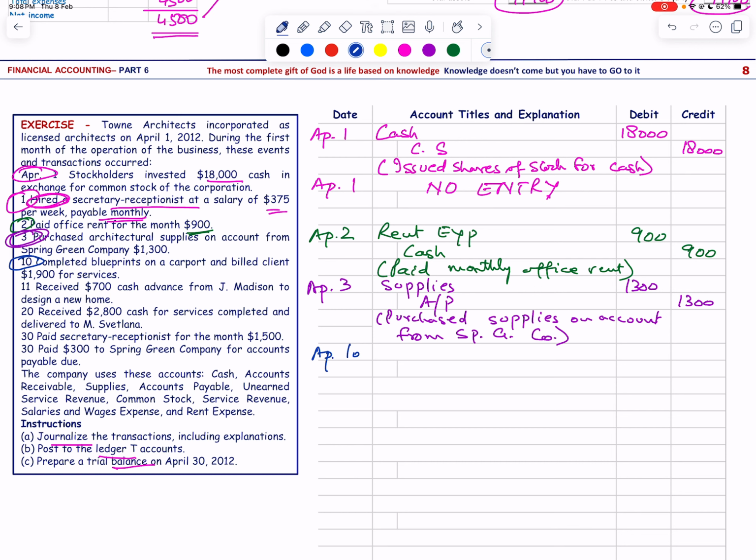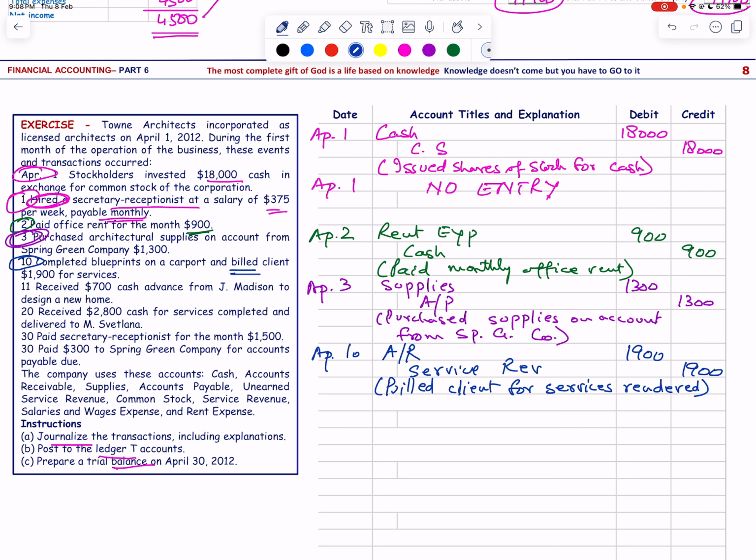Okay, we move on to number 10, that is April 10. Completed blueprint on a carport and billed client 1,900 for services. We are billing them, we are not receiving cash, so this will be accounts receivable debit by 1,900, and this is service, so service revenue is credit by 1,900. Billed client for services rendered.